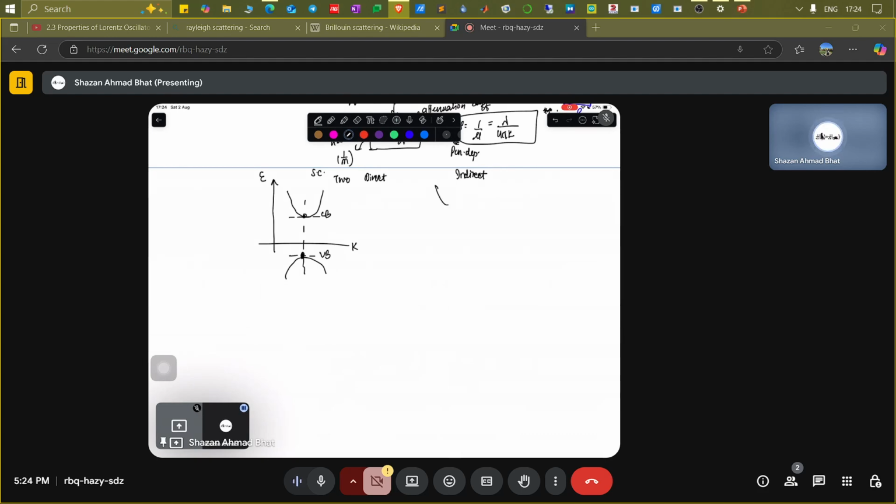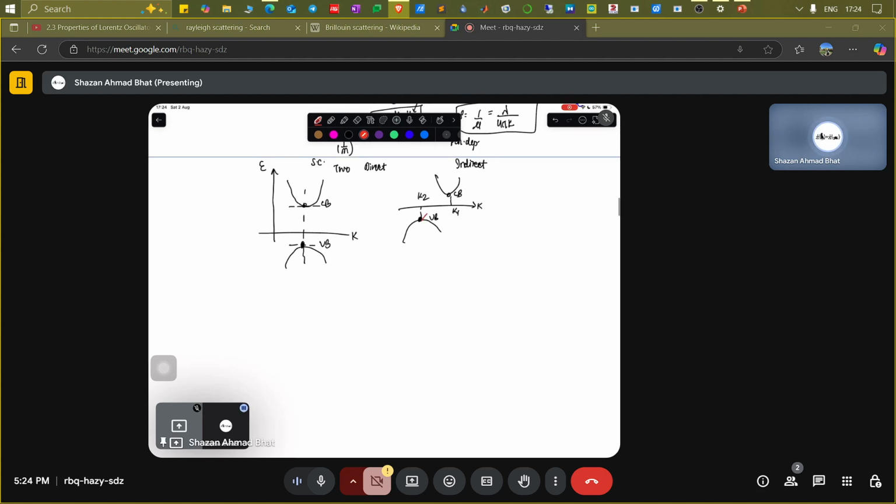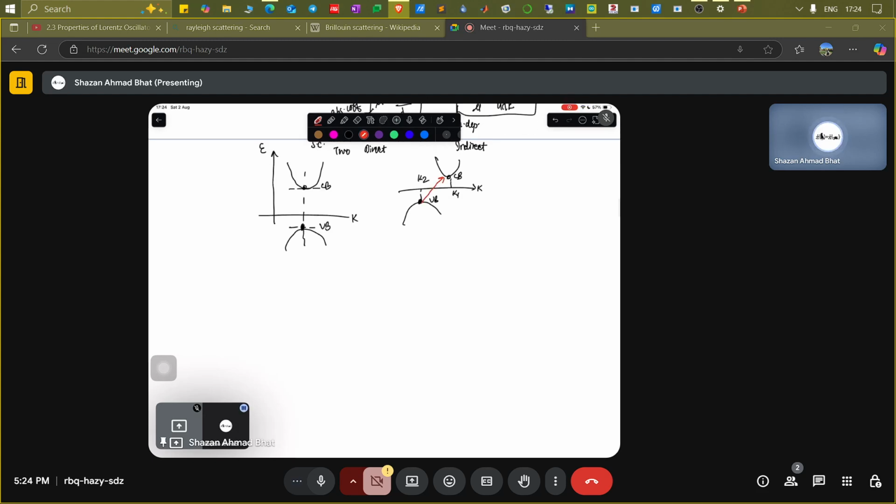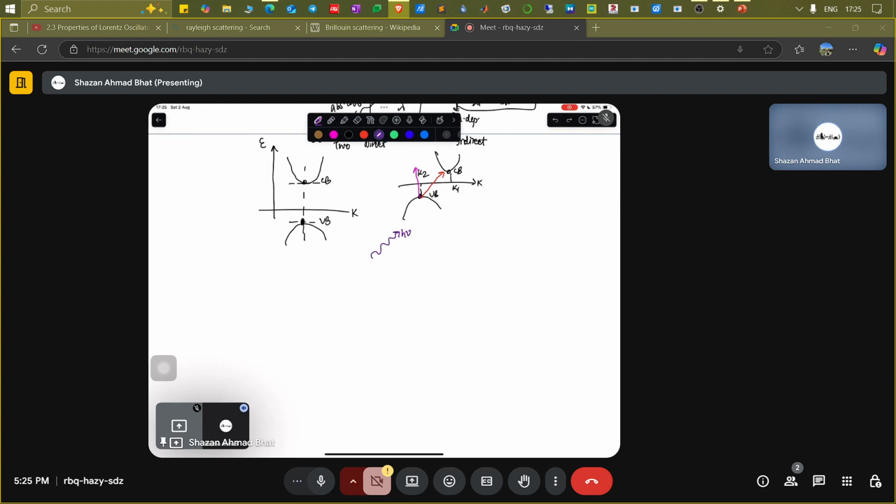But in the case of indirect bandgap semiconductors, the conduction band minima and the valence band maxima are at different K values. So this is, let's say, K1, and this will be K2. Now, how does the transition take place? It does not go like this, because the photon does not have enough momentum to change the K. If the photon is coming with energy h nu, it can cause the transition of the electron like this, not like this. Why doesn't it cause the transition like this? Because the photon has very low momentum.